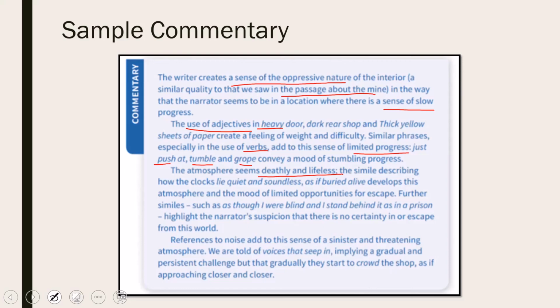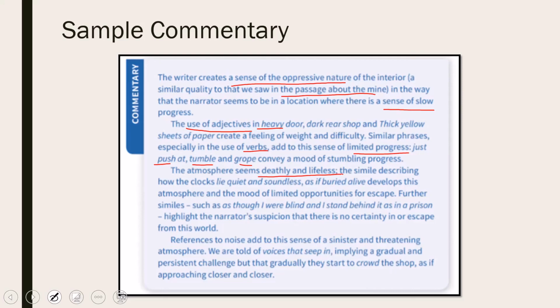So in this way, if you're making a point, for example, you have found similes there, right? Quiet, soundless, buried alive. So how do you put it in your commentary? The atmosphere seems deathly, and first you make a point. Make a point that simile is used, and why simile means which point you find out: that it's a deathly atmosphere. There is lifelessness there inside. So what shows you means quote. Similarly, now you're quoting how the clocks lie quiet and soundless as a bird alive develops this atmosphere. Now you're telling what the effect is on you. Develops this atmosphere and the mood of limited opportunities for escape. It means you can't escape from this area.